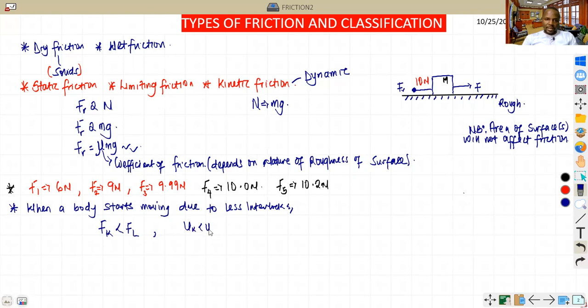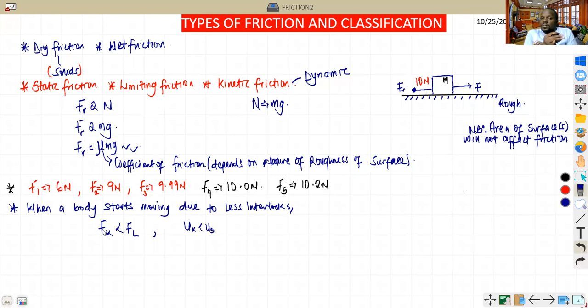Then what am I saying here? Sorry about the marker. Okay, fine. Take this back. Now, what am I saying here? I said kinetic friction is less than limiting friction. If kinetic friction is less than limiting friction, it means the limiting friction is greater than kinetic. So when the body has started moving, what happened? The interlocks have been broken. And because the interlocks have been broken, kinetic friction is less than limiting friction. I hope you understand that, right?